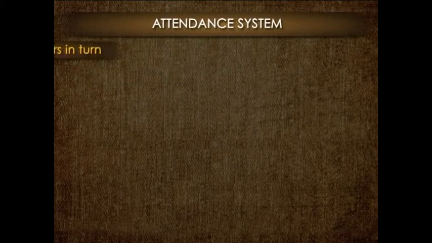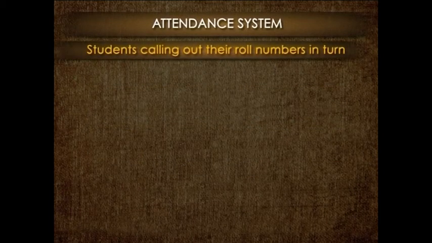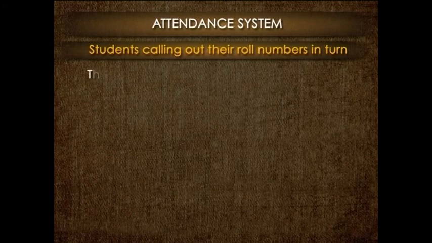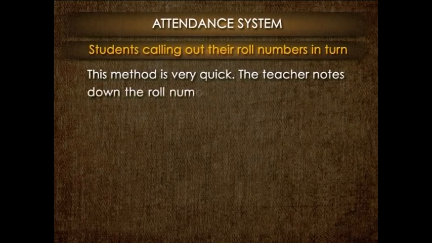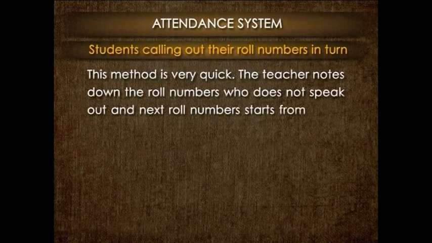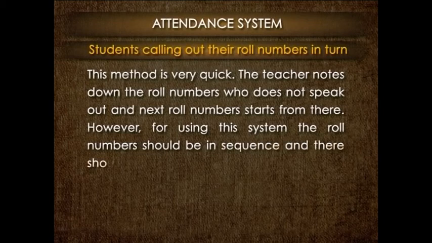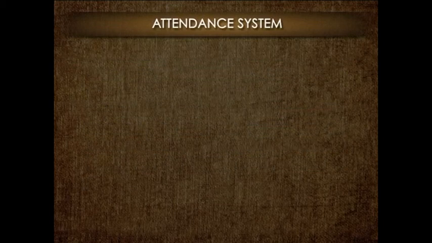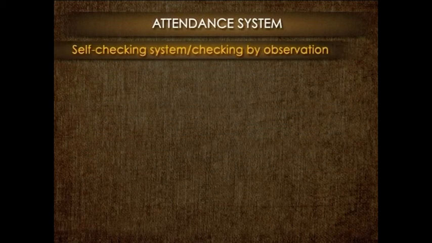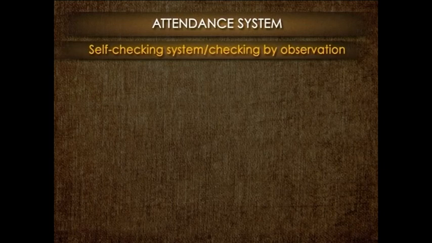Number 4, students calling out their roll number in turn. This method is very quick. The teacher notes down the roll number who doesn't speak out, and next roll numbers start from there. However, for using the system, the roll numbers should be sequenced and there should not be missing roll numbers in between. Number 5. Self-checking system or checking by observation.